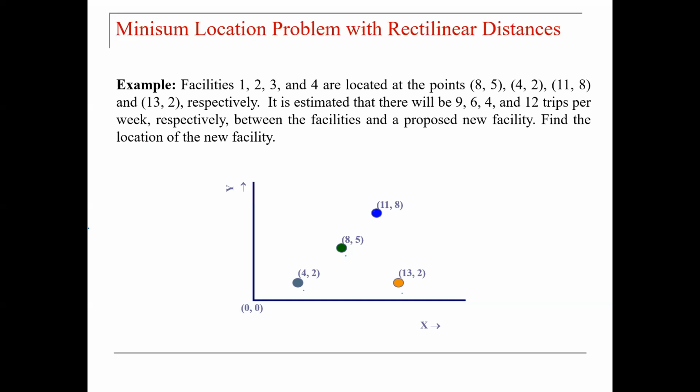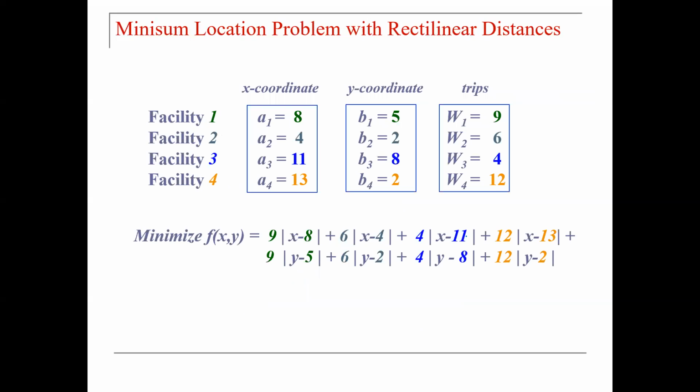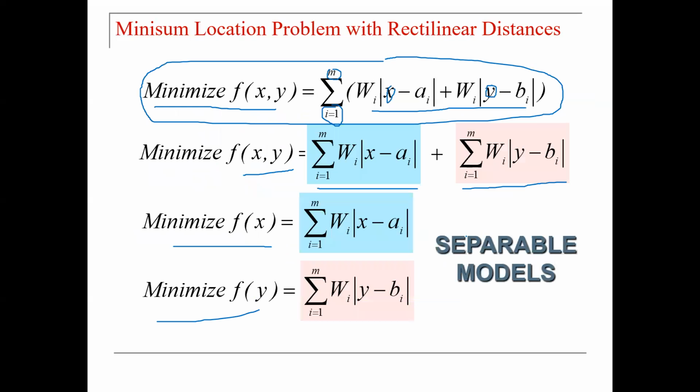So we have the location of the existing facilities, plus we have additional information. We have 9 trips. We have 6 trips between this facility and the proposed new facility. And we have 4 trips between this facility and the proposed new facility. And we have 12 trips between this existing facility and the proposed new facility. So the question is, if we were to locate this new facility, where would you place it? Close to which of these facilities, and so on. We can solve this problem by using this information. We want to minimize the weighted distance.